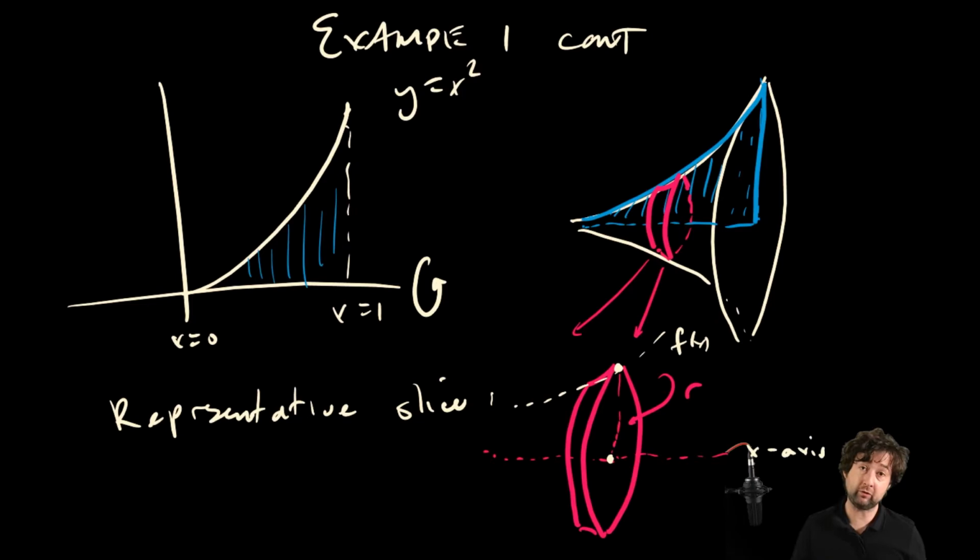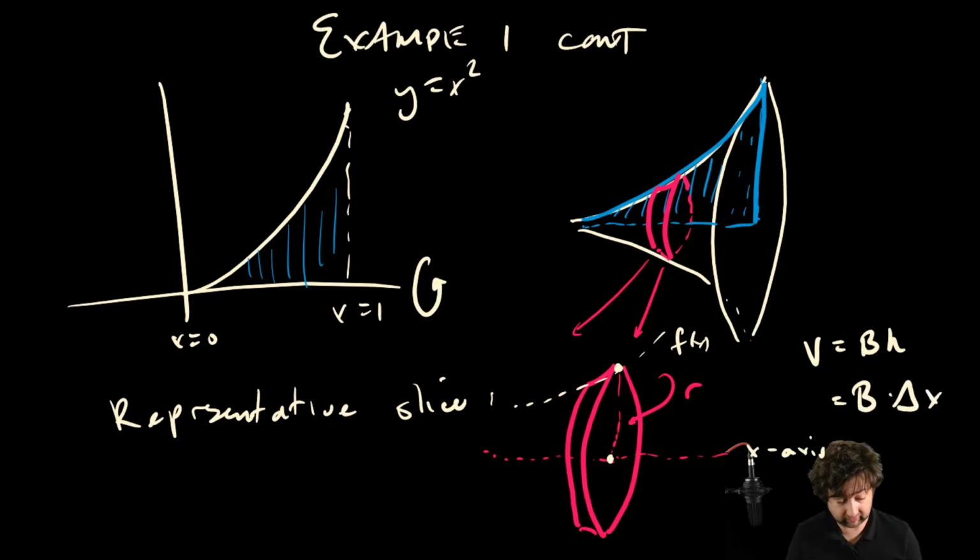I know the volume of this cylinder already. Remember, this is a cylinder, so the volume of this thing should be the base area times the height. The height is easy because we're chopping things in the x direction, so the height here is delta x. The volume is the base area times delta x.